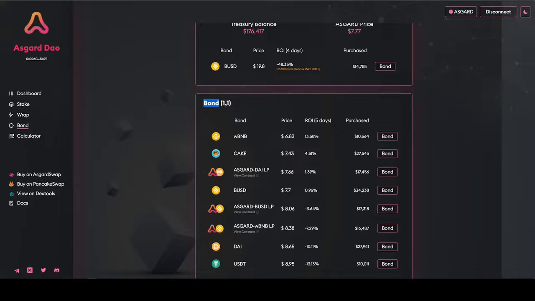When we're talking about bonds, once you purchase a bond, they are vested over a 5-day period and are paid out per block. So, for example, if you were to purchase a bond after the first day, you would have received 20% of that vested amount and then 40% after the second day. So, that is some examples of how bonding works.